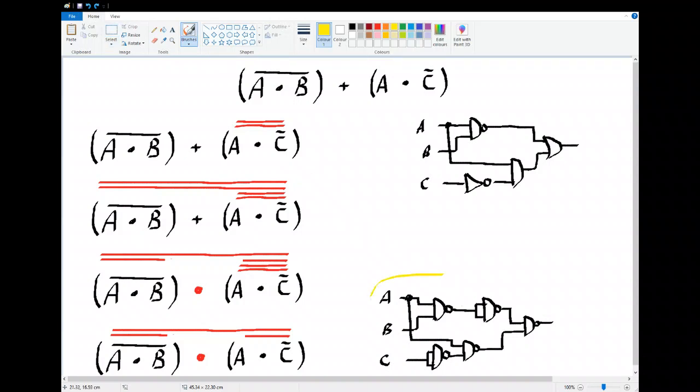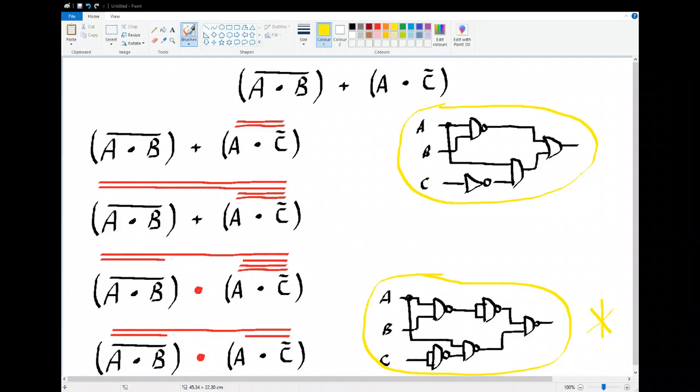So this circuit will do the same job as this circuit. Now it does have an extra gate in it, but they're all the same sort of gate. So this is a much better way of building the circuit. And it's not always the case that you'll end up with more gates. Sometimes you end up with fewer.